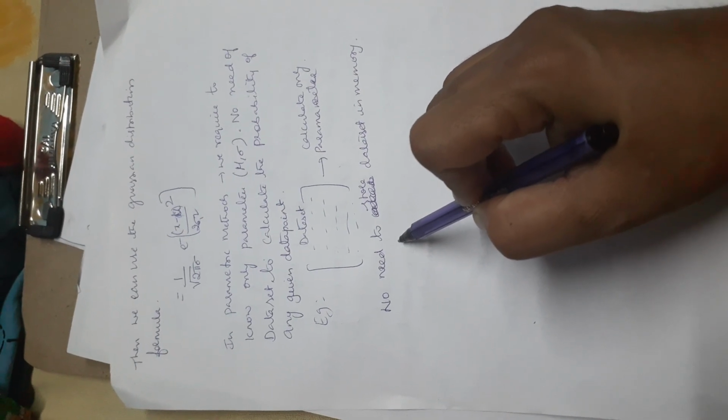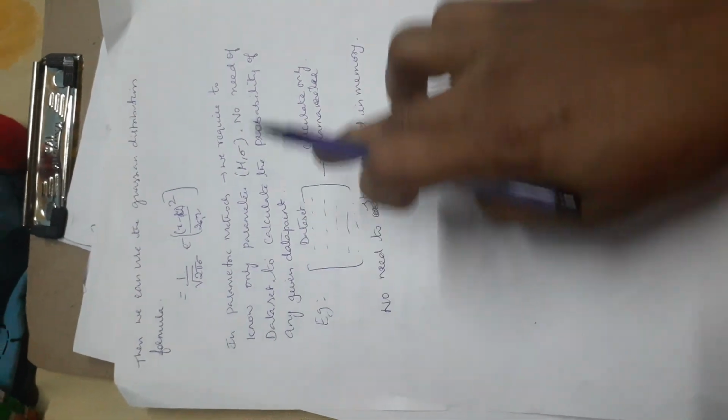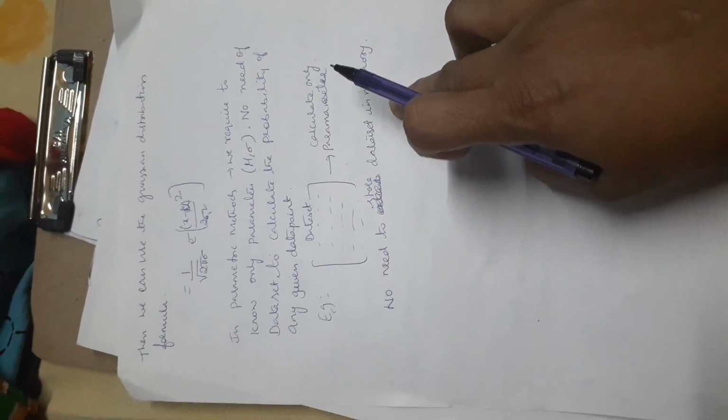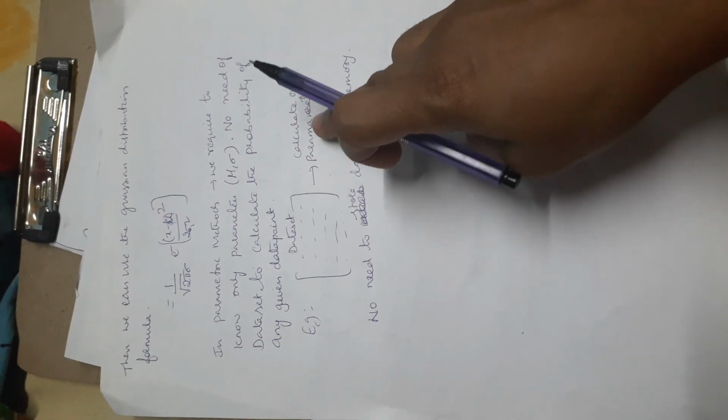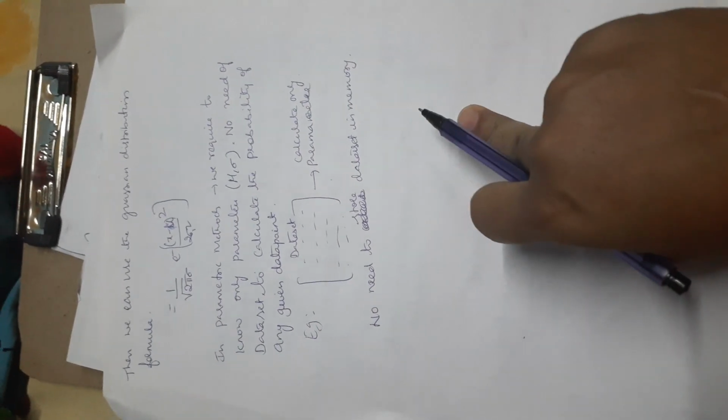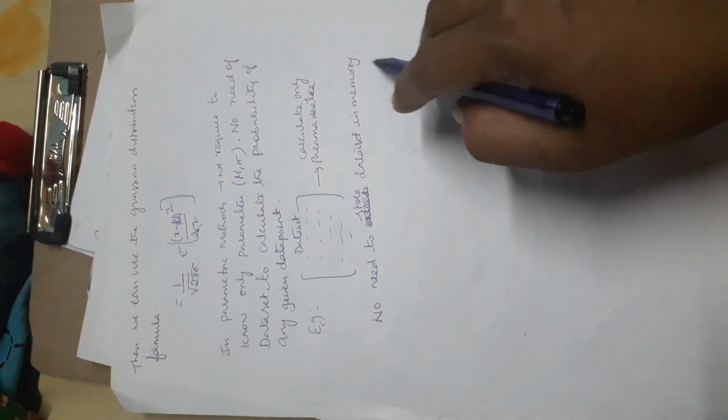parametric methods. From the data set, we generate a model. For any new data point, if we want an answer, I directly refer to the parameters, and with the parameters I get the answer. So there is no need to store the data set in memory. That is parametric methods. Let us see non-parametric methods.